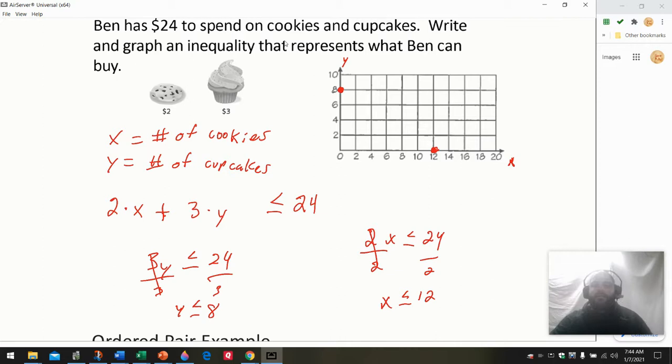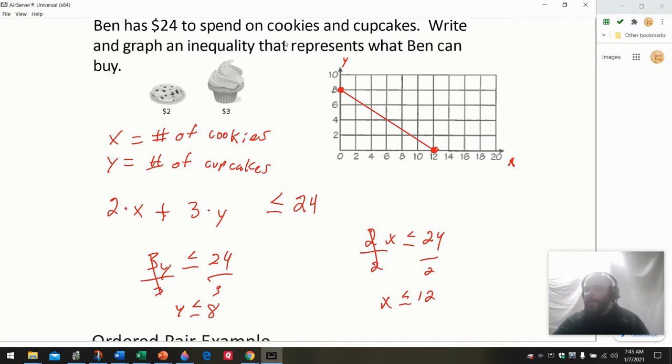And now the next to the last step would be to draw a solid line. The reason why it's going to be solid is because it is less than or equal to. And I'm going to draw a solid line. Oh, that was a little bit off. I'm going to draw a solid line from that y value of 8 to the x value of 12, just like that. So now that we've got our line graphed, the last thing that we need to do is we need to determine which side of the line we should be shading on.